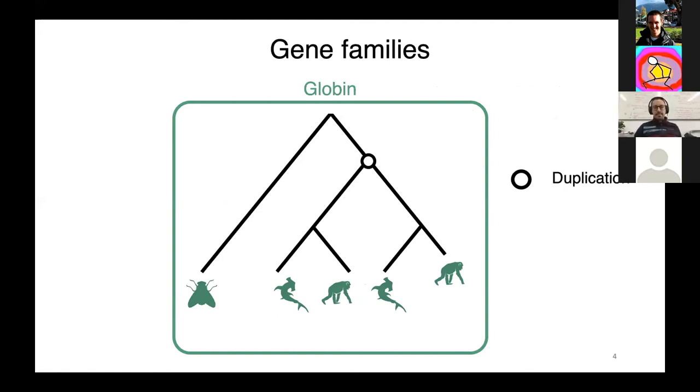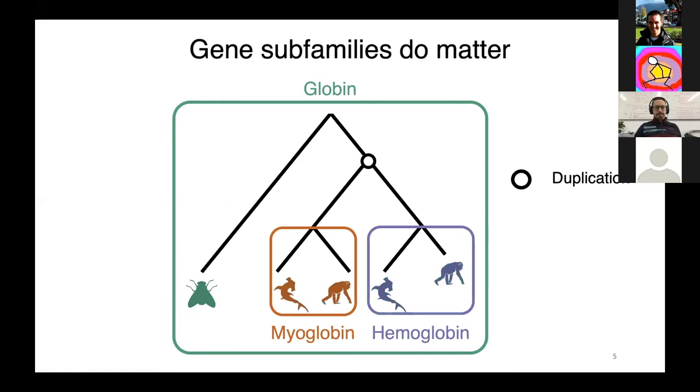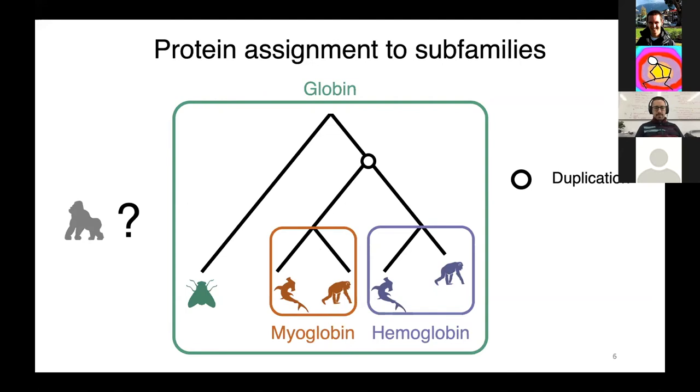To have a finer-grained classification of these genes, you can define gene subfamilies. The gene subfamilies do carry important information, such as their function. Here, myoglobin is specialized for the storage of oxygen in the muscles, while hemoglobin is there to transport oxygen in the blood. So you might understand that if you are interested in functional annotation, for example, you must consider gene subfamilies. This brings us to the challenge that we are trying to tackle in that study, which is to assign unknown protein sequences to this hierarchy of gene family and subfamilies.